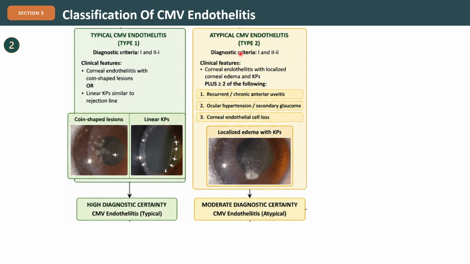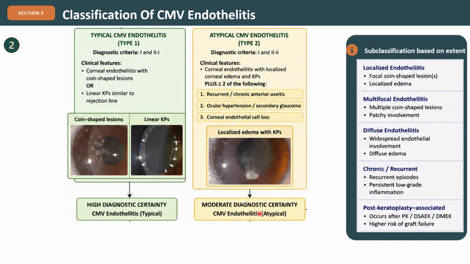However, if your PCR is positive and you have other signs, you don't have these two important signs, the coin-shaped precipitates or linear-shaped precipitates, but you have other signs. For example, you have recurrent chronic uveitis, you have ocular hypertension, you have evidence of corneal edema. So in this case, it is also diagnosed as cytomegalovirus endotheliitis, but this is named atypical endotheliitis. Now, further subclassification can be done based on the distribution and the extension. This is just for the determination of the extension of the endotheliitis into localized, multifocal, diffuse, chronic, and so on.